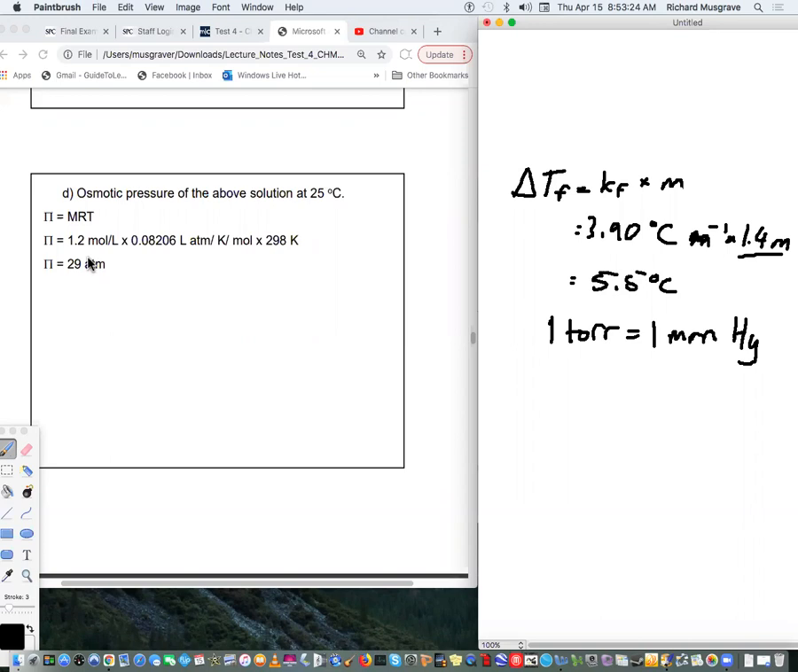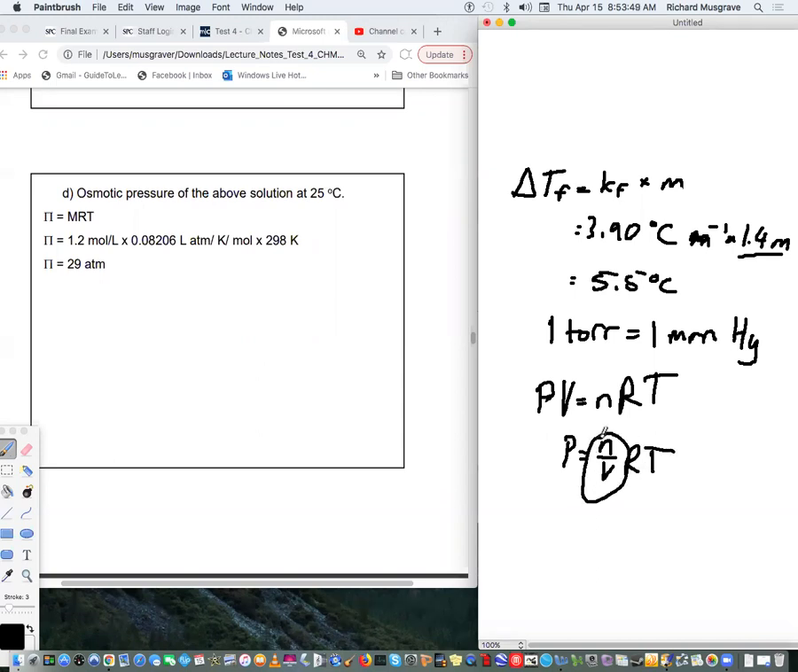If you look at the formula itself, pi equals MRT, it might look a little familiar to you. So you remember that there's another formula that we're familiar with for gases, and it's called PV equals nRT. I can rearrange this a little bit, and I can do P equals n over V times RT.